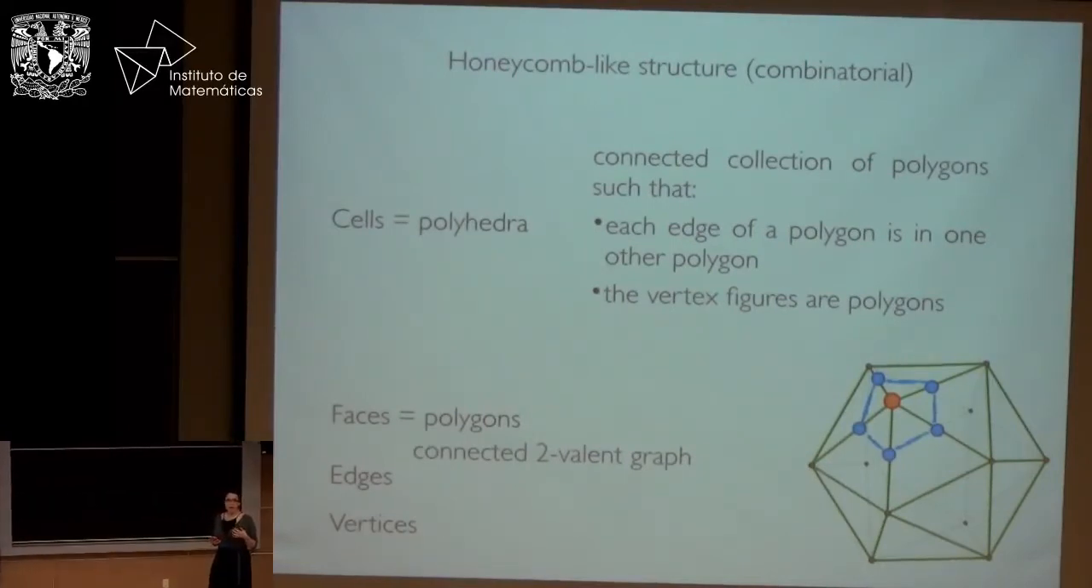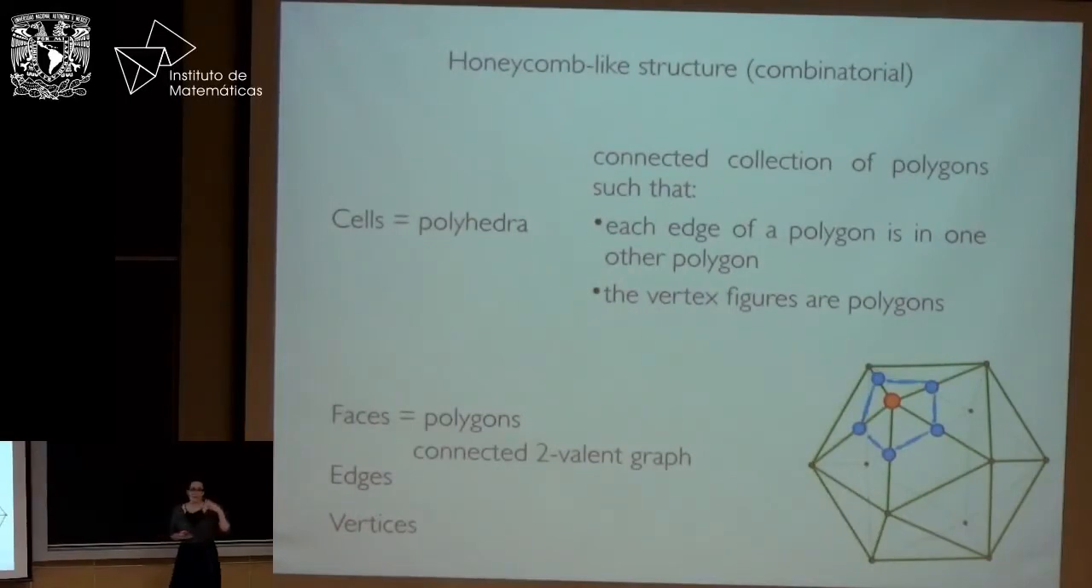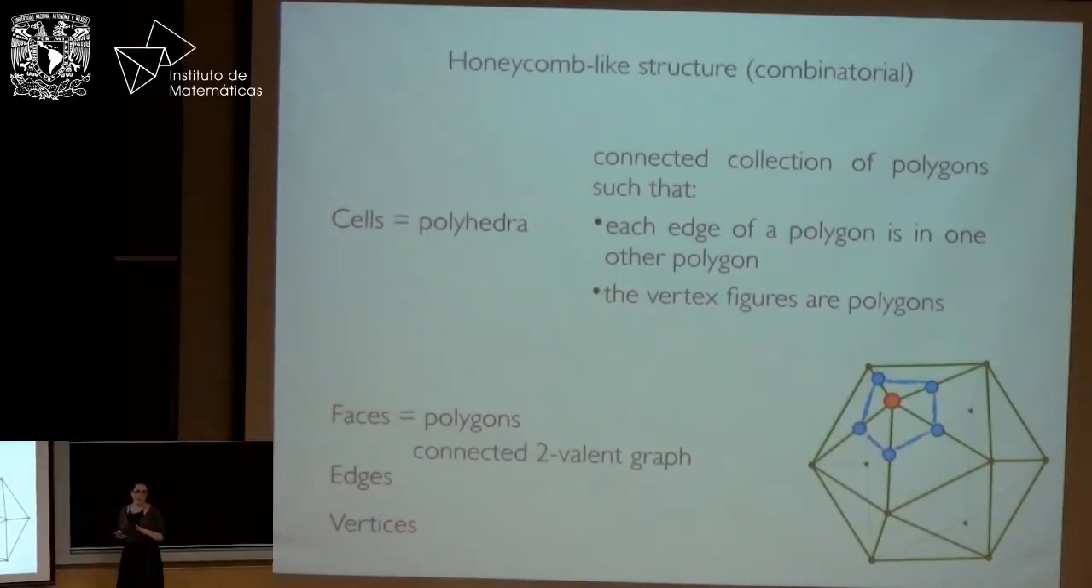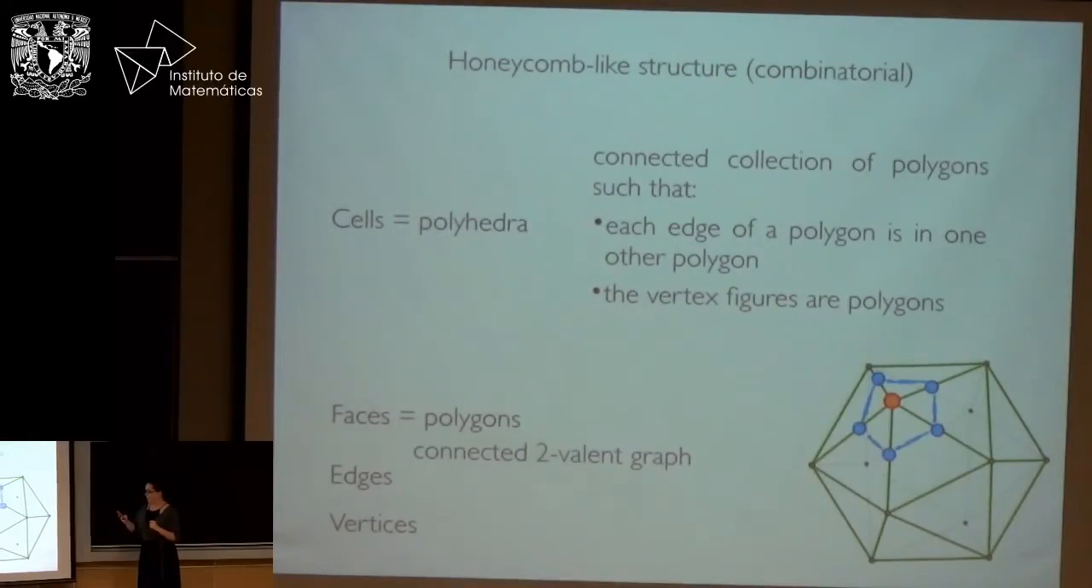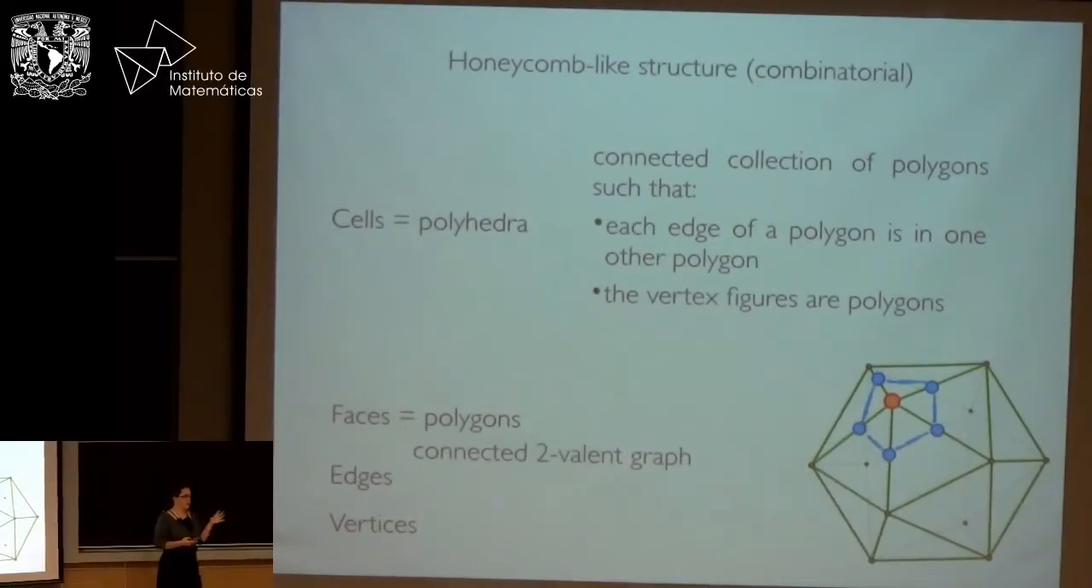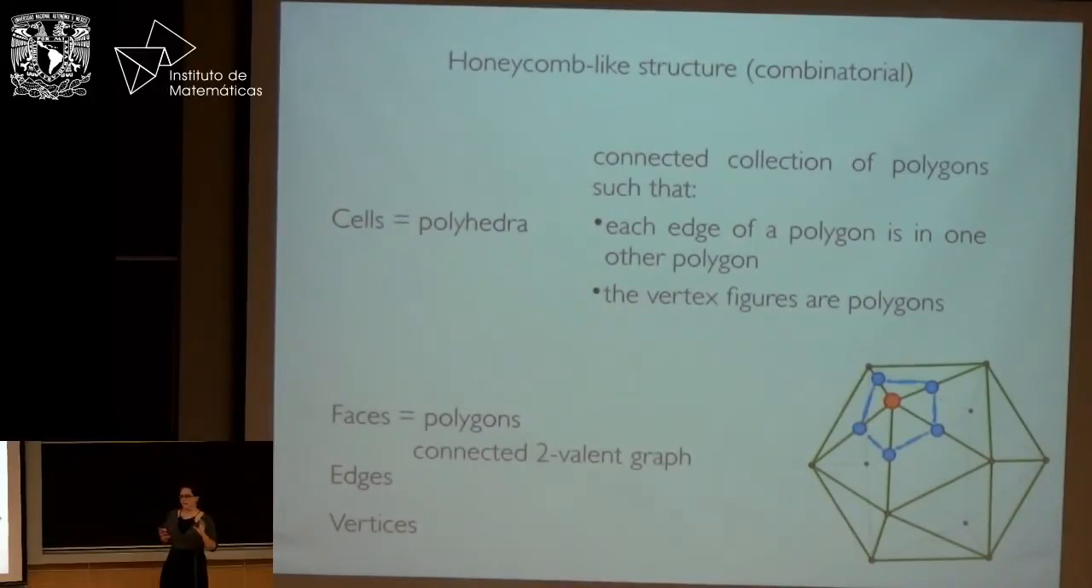So again, when I'm saying here a collection of polygons, they might be infinite, they might be finite, I don't know. And the vertex figure might be infinite as well. I don't care about that. Now, the honeycomb definition had an extra symmetry thing. I could decide to put that in, or I could leave it out. I can do whatever I want, basically. And I'm going to leave it out.